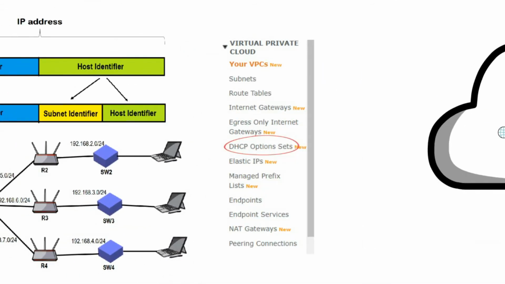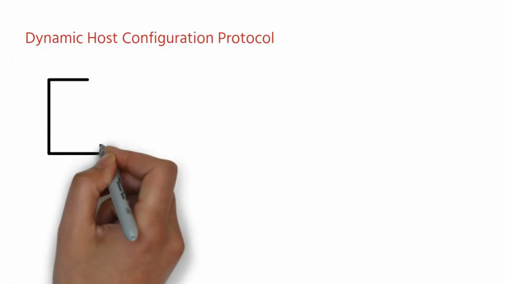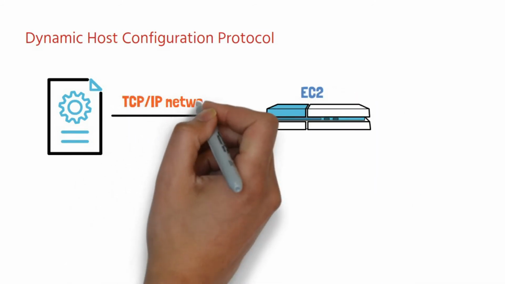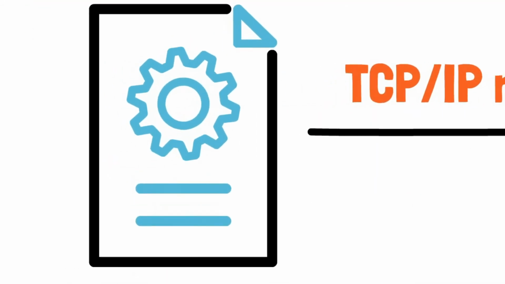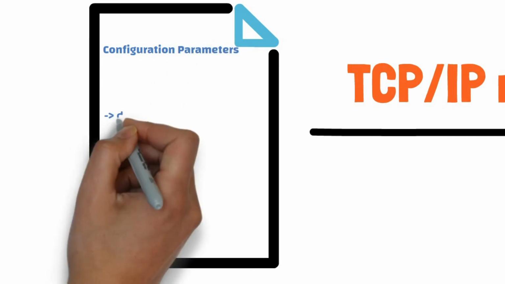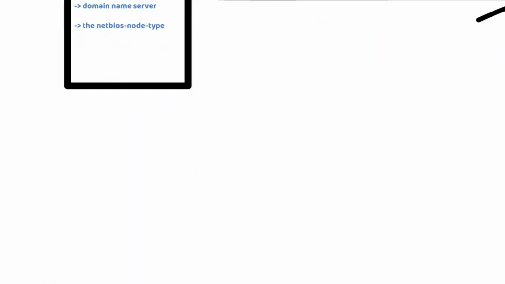Then we have DHCP option sets in the list. Dynamic Host Configuration Protocol provides a standard for passing configuration information to hosts on a TCP/IP network. The options field of a DHCP message contains the configuration parameters. Some of those parameters are the domain name server, and the NetBIOS node type.